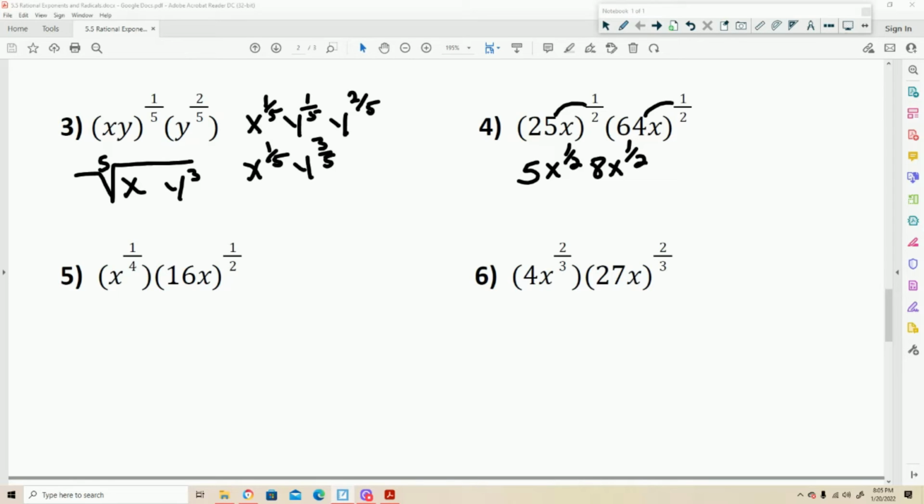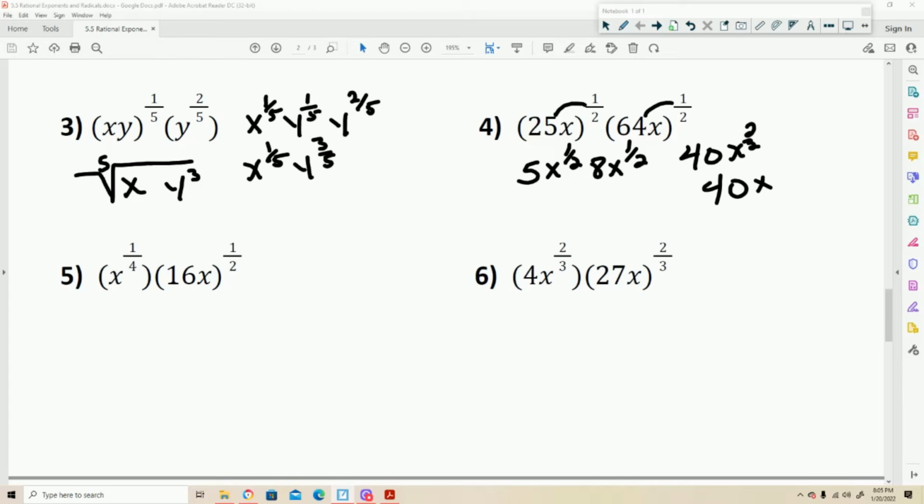Everything's being multiplied together. So the coefficients I multiply, I get 40. The exponents I add. I'm multiplying x^(1/2) times x^(1/2), but you add the exponents. I get 2 halves. 1/2 plus 1/2 is 2 halves. Well, that simplifies to 40x, since 2 halves equals 1. So 40x is my final answer.